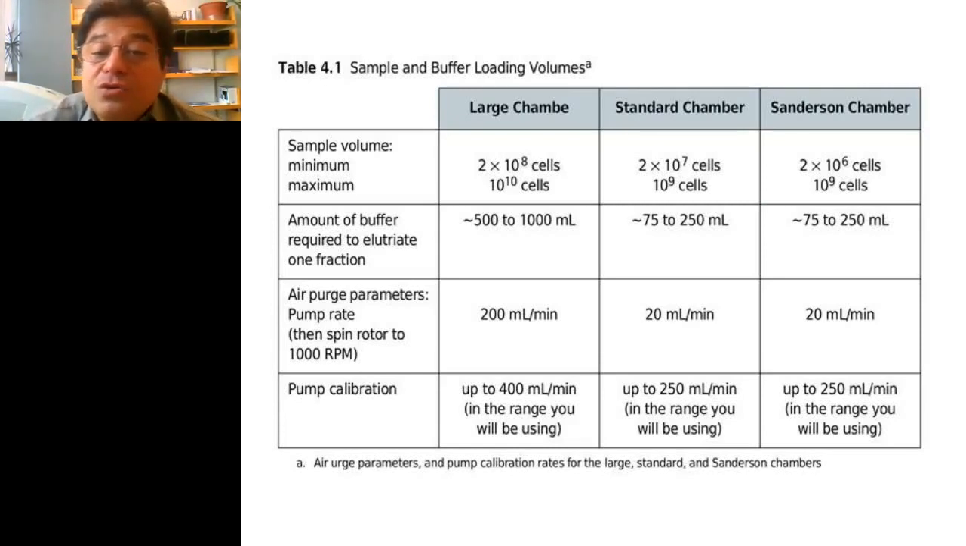And this table shows the different chambers: the standard chamber, which we have, the Sanderson chamber, which we have. The large chamber is actually one that we don't have in our lab. That is very similar to the standard chamber in its profile. It's just bigger. And the large Sanderson chamber is not listed here.